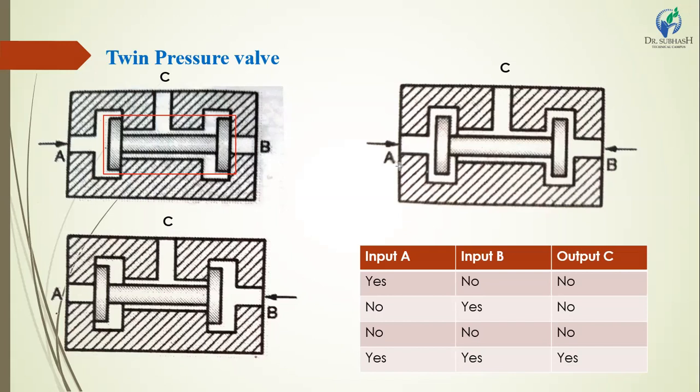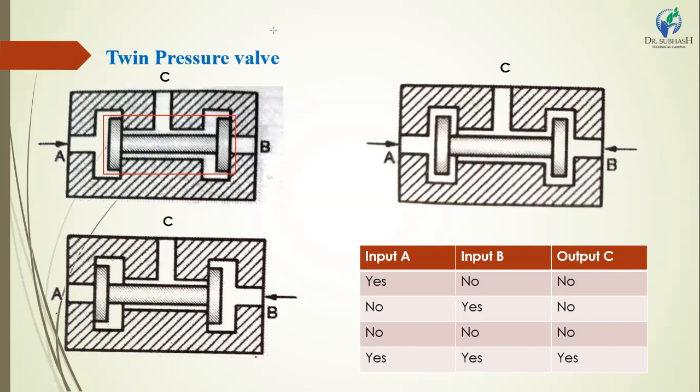Any working operation press works with the twin pressure valve. If both side pressures are equal, then the C point operates and oil passes from the inlet to the outlet. Otherwise, oil cannot pass from the inlet to the outlet.